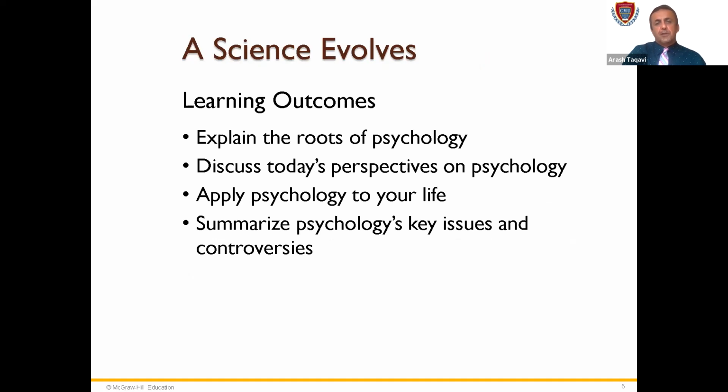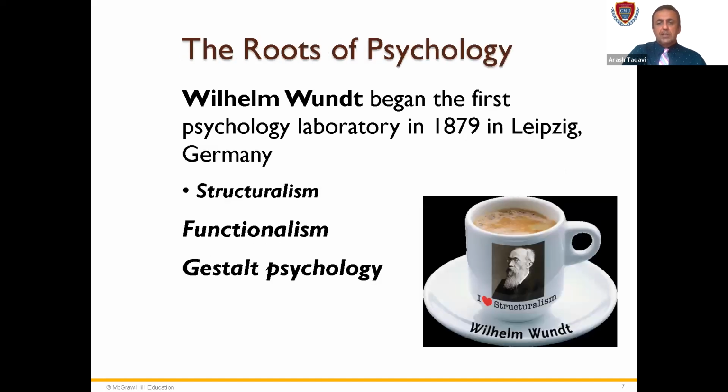It is to explain the roots of psychology, discuss today's perspectives on psychology, apply psychology to your life, and summarize psychology's key issues and controversies. You see here Wilhelm Wundt, the father of modern and scientific psychology. For example, you can find in the writings of Aristotle some general aspects of the human soul. It is the science of soul, not science of mind, not science of self, not science of spirit.